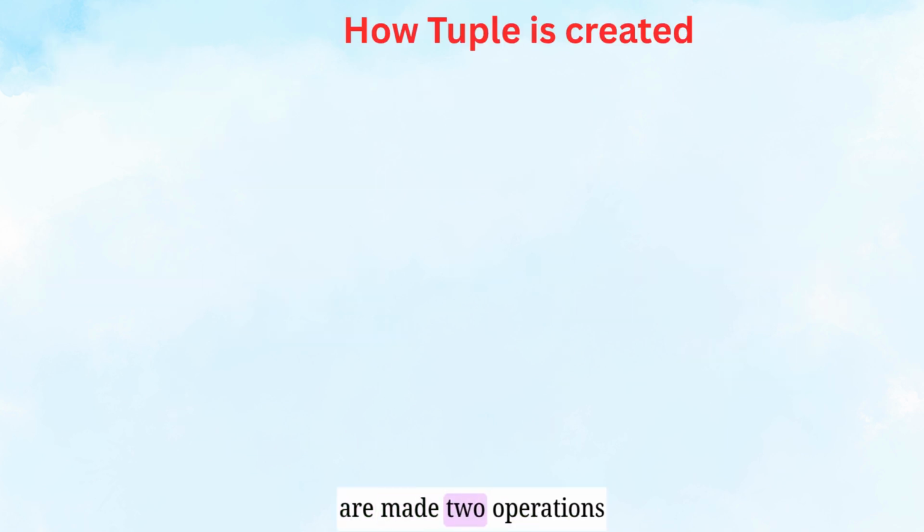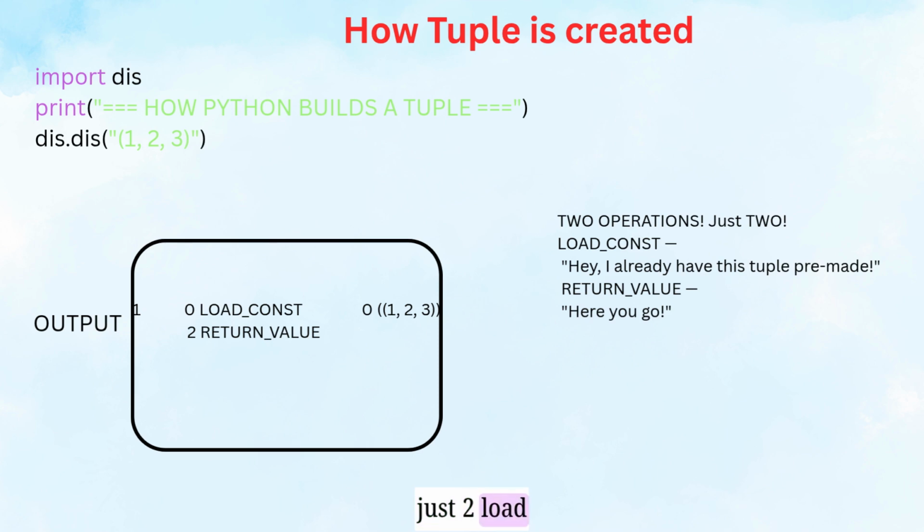How are tuples made? 2 operations, just 2. LOAD_CONST: hey, I already have this tuple pre-made. And RETURN_VALUE: here you go. Python looks at (1, 2, 3) and says these numbers can never change. So let me build this once, store it, and every time someone needs it, just hand them the same pre-built one. This is called constant folding. Python's optimizer is so smart that it builds constant tuples at compile time, before your code even starts running. That is why tuples are 8x faster to create.